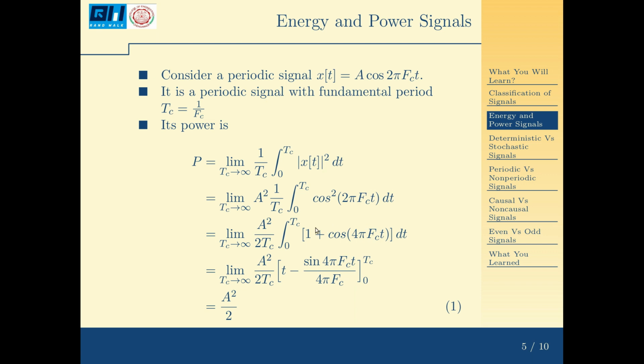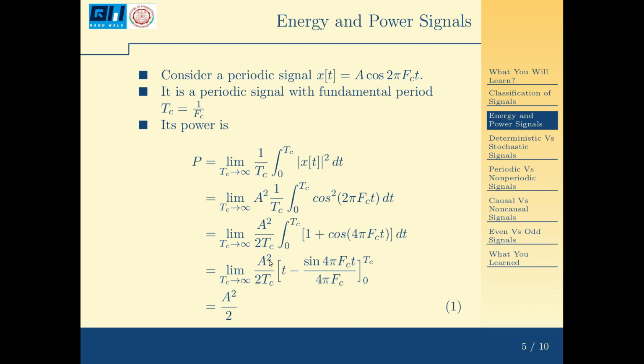Here the first term on integration becomes t, and the cosine term on integration becomes sine 4 pi fc t by 4 pi fc. I apply the limit from 0 to Tc. The first term, t, on application of the limit from 0 to Tc, becomes capital Tc, and the sinusoidal function integrated over the limit from 0 to Tc becomes 0.